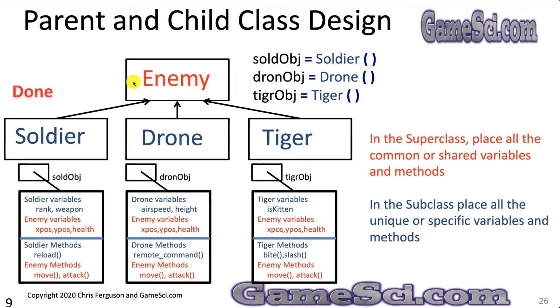Think about what soldier, drone, and tiger have in common, and that's what belongs in class enemy. In the subclass, place all the unique or specific variables and methods. What is specific to a tiger? Those are the variables and methods that belong in the tiger class. Follow those two simple ideas. Common or shared goes in the parent class. Unique or specific goes in the child class, and you will be a good object-oriented programmer.